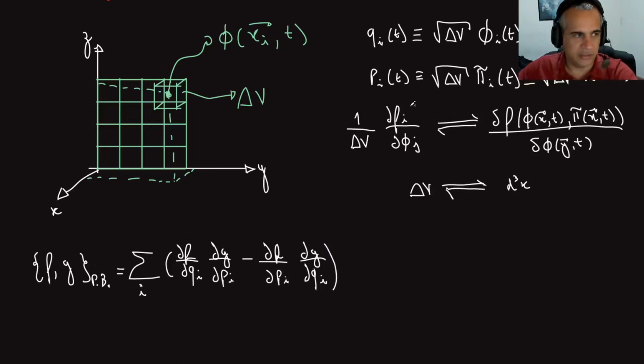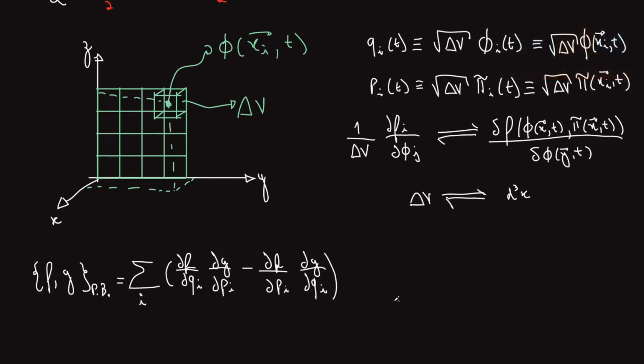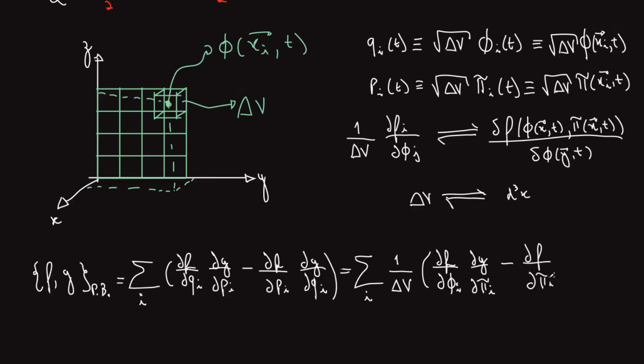The first thing is to use these substitutions. Let me take my face out of the way. And use these substitutions here. So I'll get a square root of volume here, a square root of volume here, and then I can exchange these for the field variables. I'll have a 1 over delta v here. See, one square root of delta v and another one from these two. And I can write these like del f over del phi_i. Remember that index i means I'm calculating at point x_i. Del g over del pi_i, in this case i, minus del f over del pi_i, del g over del phi_i.